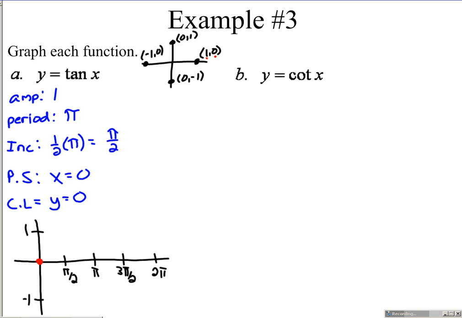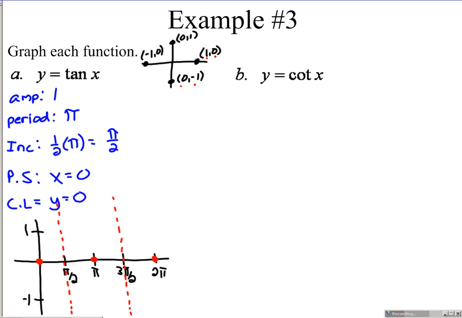At pi over 2, sine over cosine is undefined. What do we do when something's undefined? Put in an asymptote line. At pi, sine over cosine, 0 over negative 1. Back at 0. 3 pi over 2, sine over cosine, negative 1 over 0, undefined. And at 2 pi, we are back at 0.